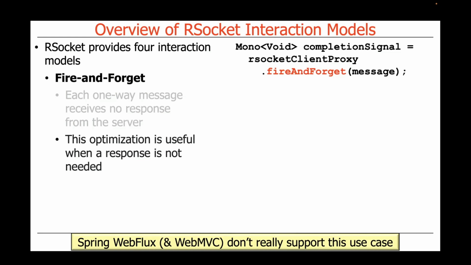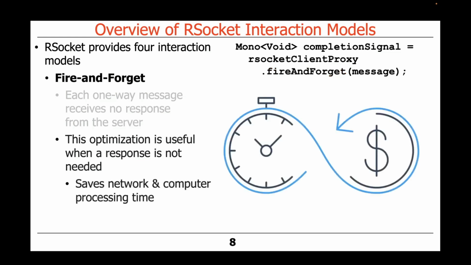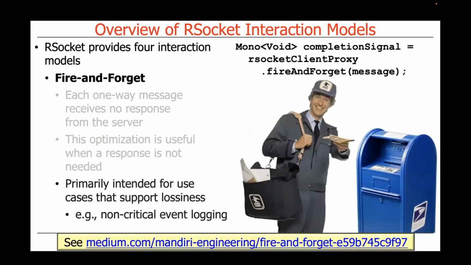Note that Spring WebFlux and Spring Web MVC don't really support this use case. You don't really have the option of doing one-way calls, because the way in which calls work with HTTP is typically two-way request response. Why is this a win? It saves network and computer processing time. You don't have to wait for a response to come back. You don't have to have any data traverse the network from server back to client. There's no need to process the responses that are coming back. So you can basically make things a little leaner and meaner, as it were.